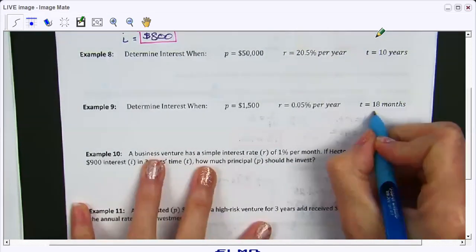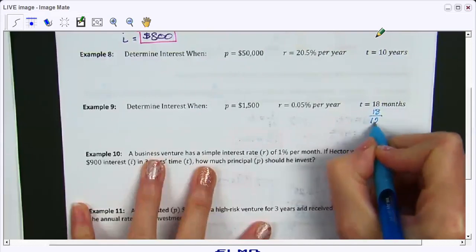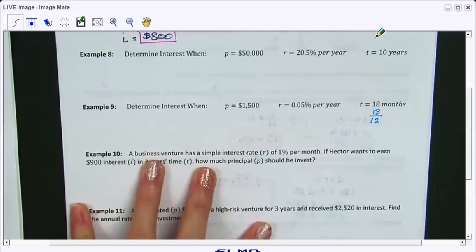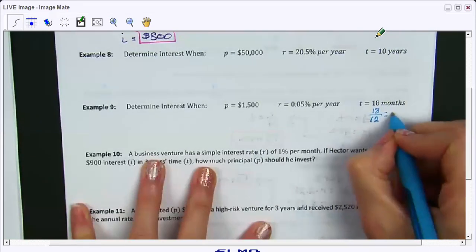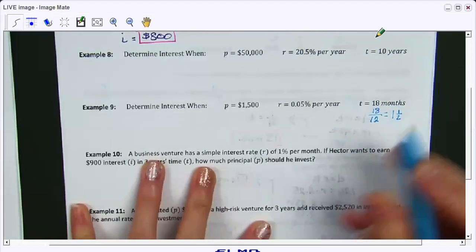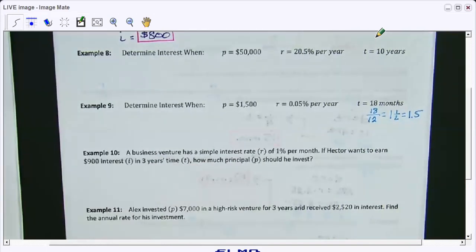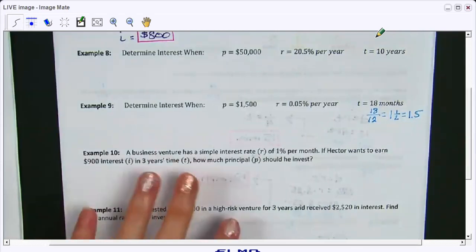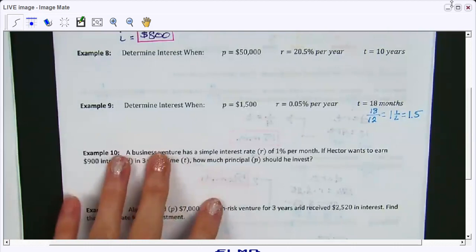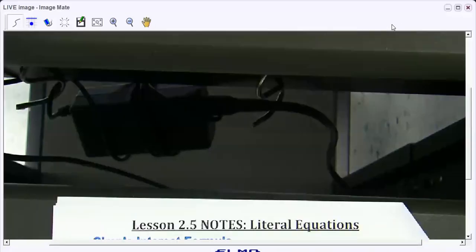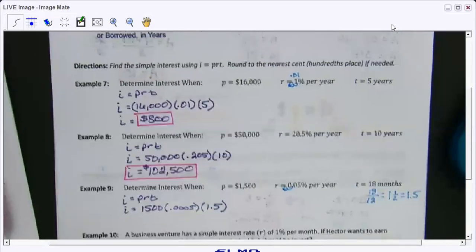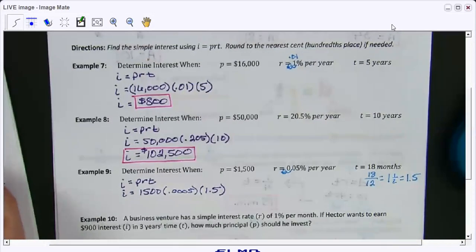So if I take 18 months out of 12 months, which is how many months are in a year, I get 1 1/2. So this is actually 1.5 years. So when you plug that in, make sure you do it that way. Okay, I am going to give you a couple minutes to do this, and then we'll come back and check the answers. And I will do this for you online also, work it out, and then we'll check our answers. Okay, so go ahead and check example 8 while I finish up example 9.